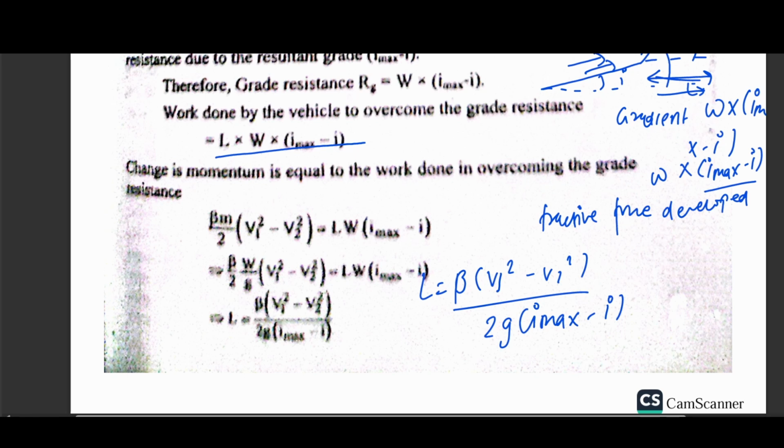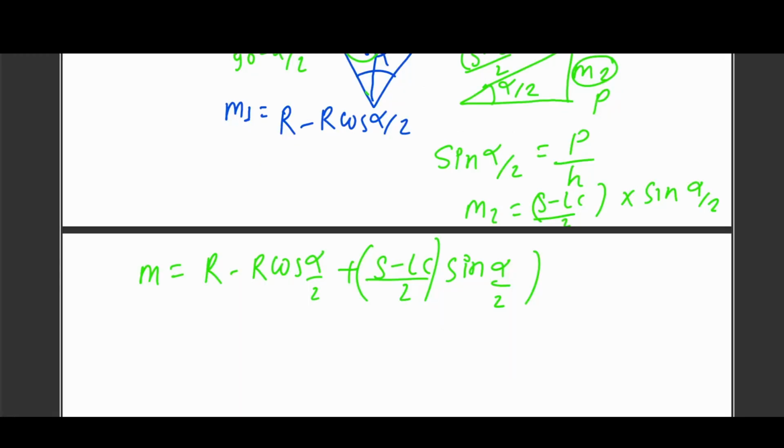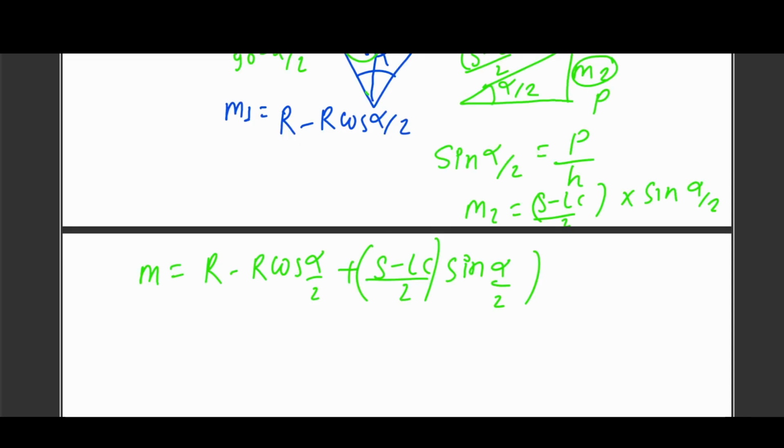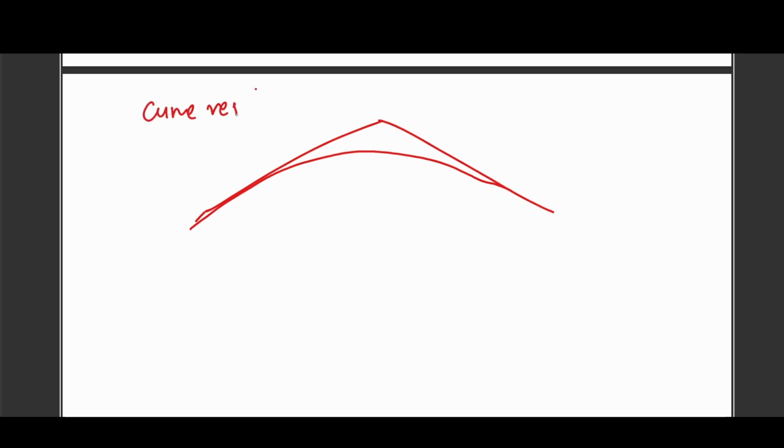All right, let's move on to one question, and the question would be about what is the compensated grade. So let me explain what is compensated grade. In vertical alignment, what basically is vertical alignment is like this. This is the vertical curve, right? So in the curve, there will be two things: one is curve resistance, and the other thing is grade compensation.